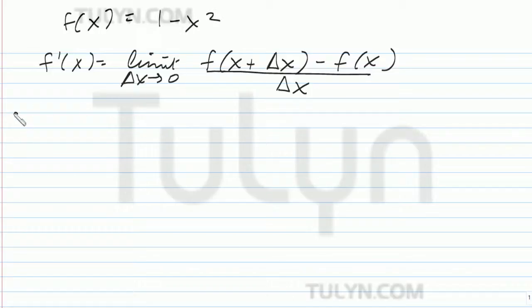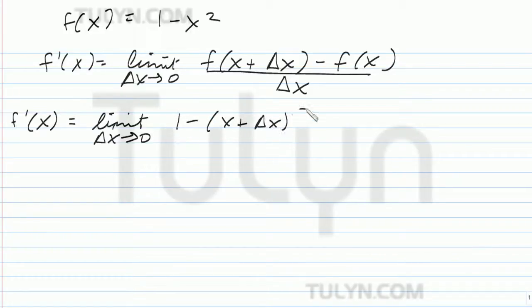So what you're going to do is go ahead and find the derivative of f of x. So you got your limit, delta x approaches 0. Now what you're going to do is plug x plus delta x into x. So it'll be 1 minus (x plus delta x) squared minus (1 minus x squared).